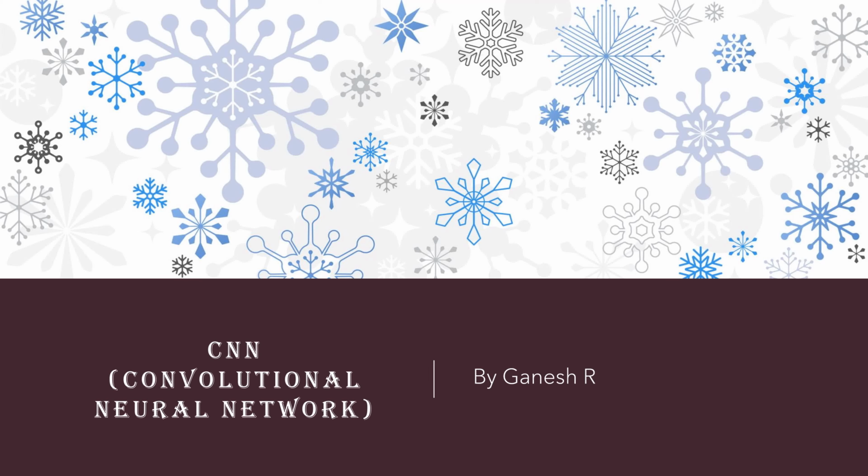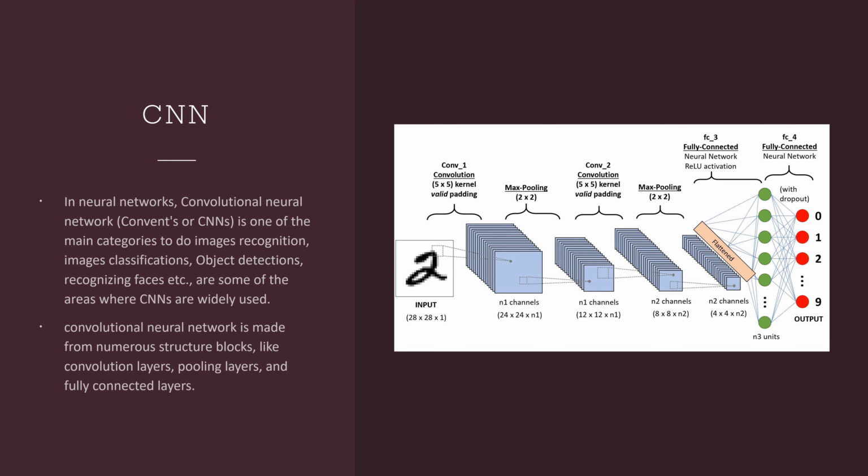Today let's discuss the topic CNN, Convolutional Neural Network. First, let's see what is CNN. In neural networks, convolutional neural network is mainly used to recognize images, for image classification, to detect objects, or even for face recognition. As you can see in the image, a convolutional neural network is made up of numerous building blocks like convolutional layer, pooling layer, and fully connected layers.